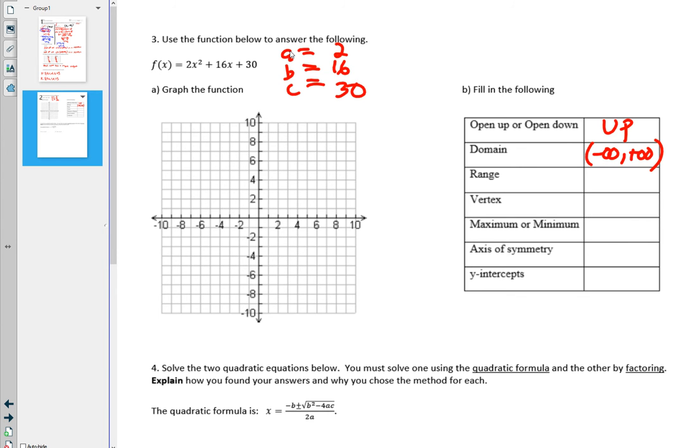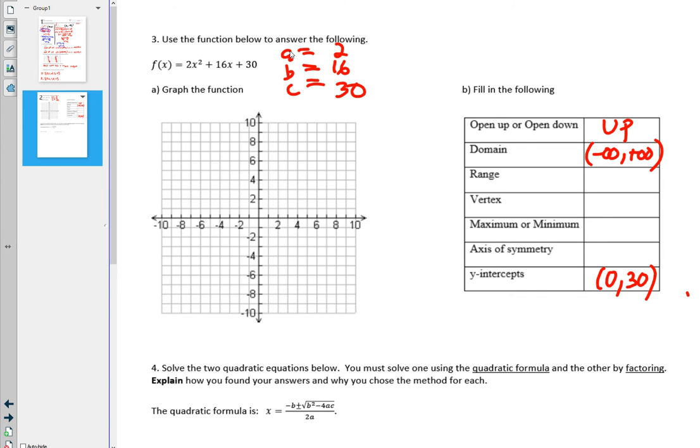The range we don't know yet, because what do we need in order to find the range? Yeah, we need a vertex. We don't have that yet. Same thing for the axis of symmetry. Do we know the y-intercept? Yeah, it's going to be at (0, 30).